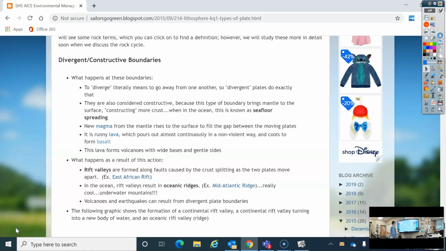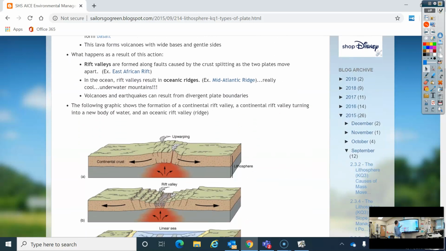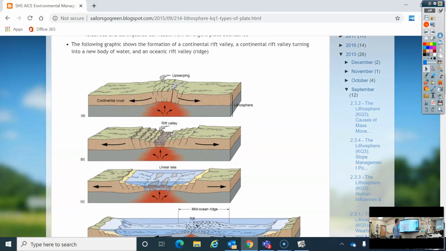Volcanoes and earthquakes can result from divergent plate boundaries, but since it's just a gentle motion moving up, these aren't usually strong earthquakes or explosive volcanoes. For it to be explosive or a strong earthquake would require more friction than what you're getting here. This graphic shows the formation of a continental rift valley.